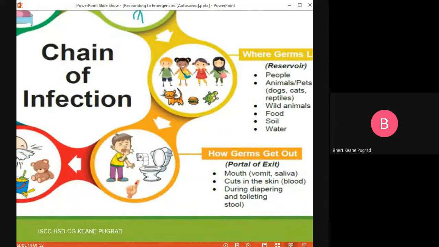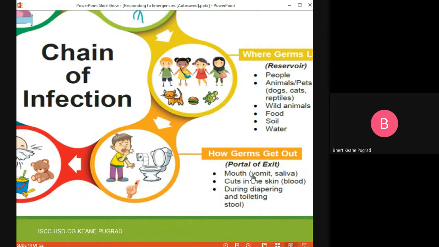Okay? Like for example, your coronavirus. Okay? Umubo yung pasyente na may COVID. Ano yung portal of exit niya? Lumabas siya ngayon sa bunganga. Lumabas siya ngayon sa ilong. Okay? Sumama yung virus na yun sa droplet, okay? Sa laway ng pasyente. Okay? At lumabas sa ilong, lumabas sa bunganga. Ang tawag natin doon, portal of exit.